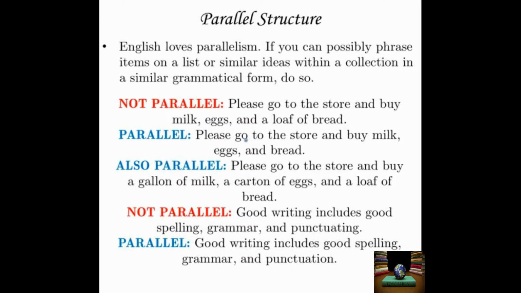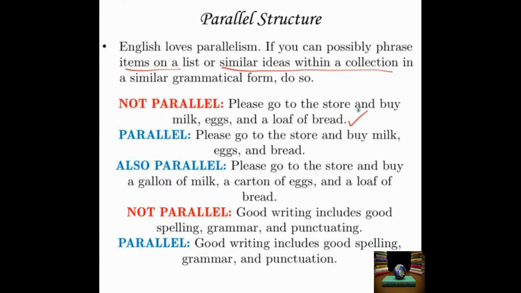If you can possibly phrase items on a list or similar ideas within a collection in a similar grammatical form, do so. Basically, the idea is if you've got a whole bunch of things that are all in a category together, try to say them in approximately the same way. So, here's a sentence that's not parallel. Please go to the store and buy milk, eggs, and a loaf of bread. Okay, it's not a bad sentence. There's nothing wrong with it except that your brain is going milk, eggs, and a loaf of bread.